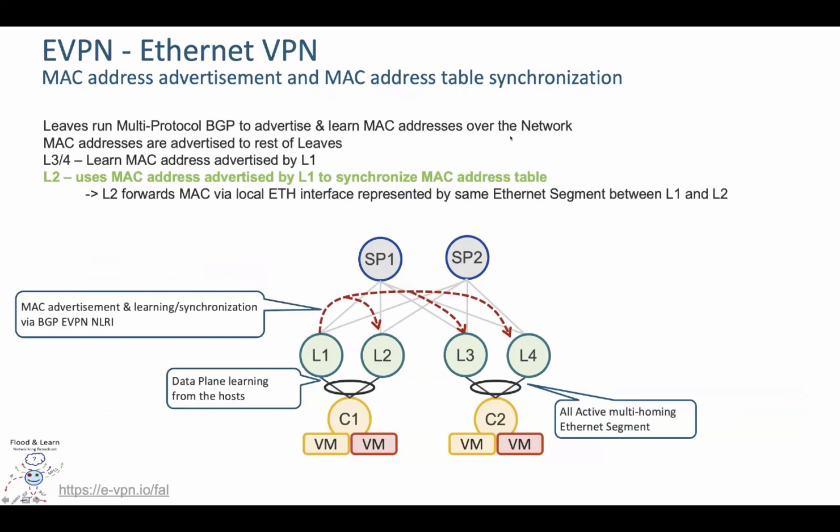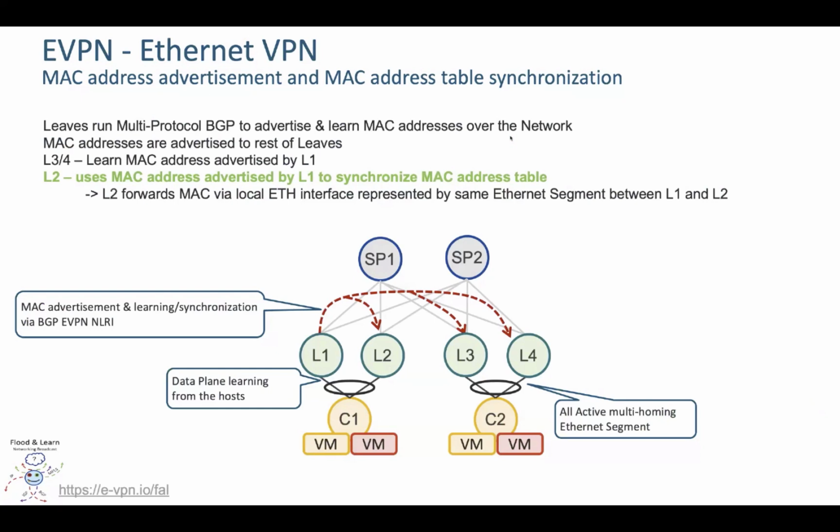Now, what will happen with MAC address learning? Let's say L1 receives a MAC address on the Ethernet port to the compute, and will advertise this MAC address over the core. This advertisement is very similar to what we know from prefixes, for example with VPNv4 and VPNv6. L3 and L4 will learn this MAC address and update their MAC address tables. They will point to L1 over the core.